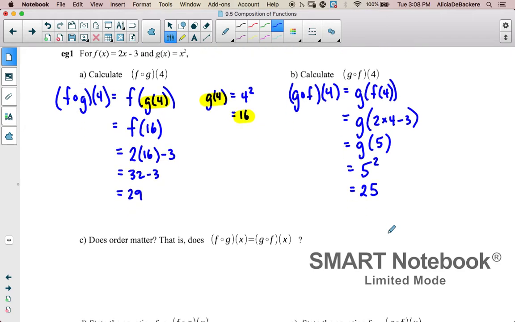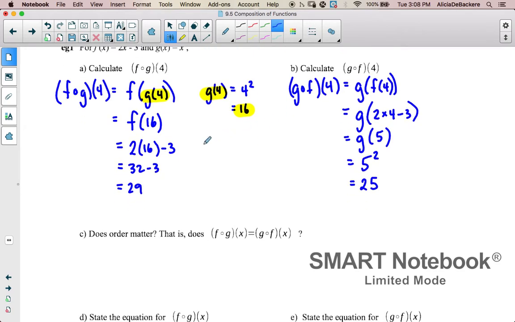All right, so part C, does order matter? So, is it true that f of g of x is the same as g of f at x? Well, we can see in our example it's definitely not true. I got 29 over here and 25 over here. So does order matter? Yes, it does.